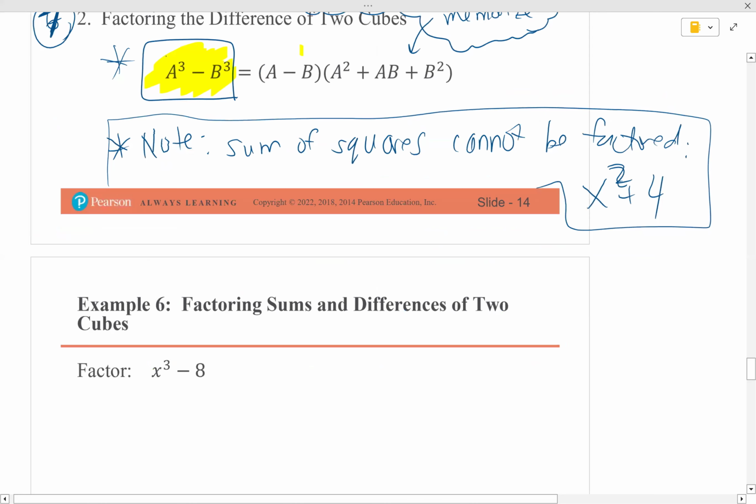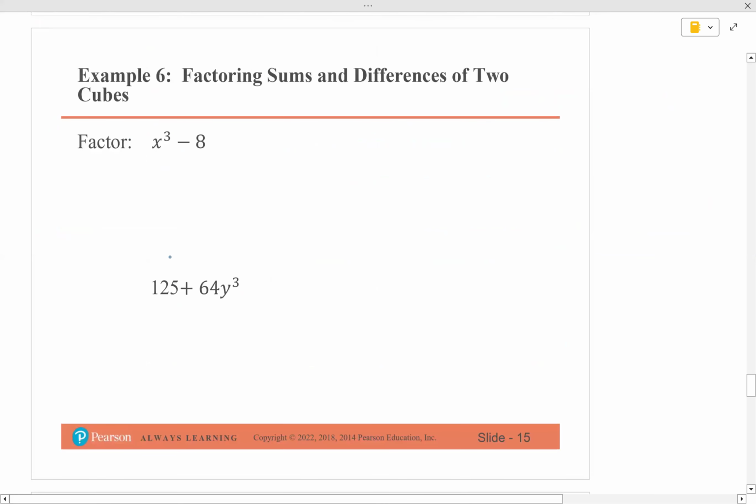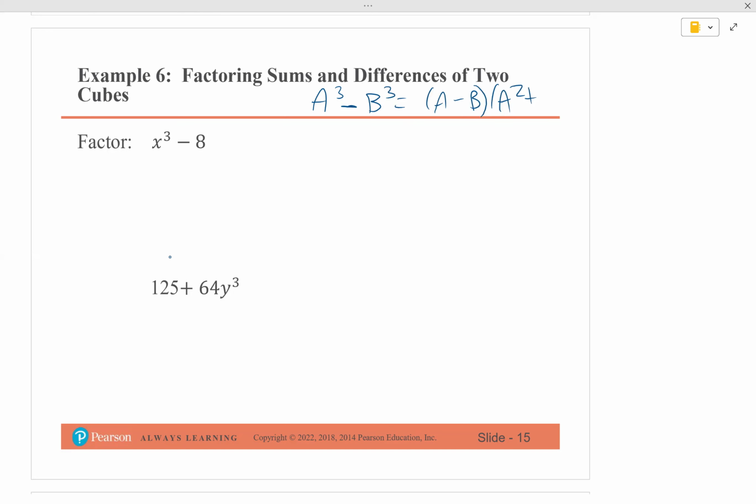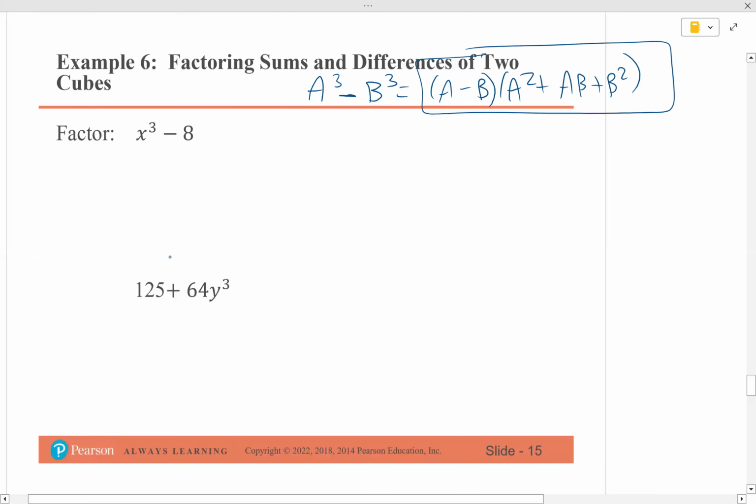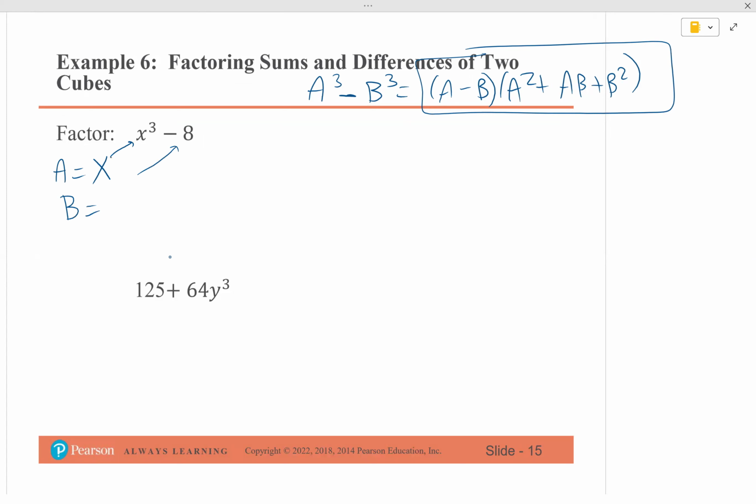I'm just going to go for it. I'm going to write the formulas up here so they're in our view. And the first one has a minus, so I'm going to need that minus one. It's a minus b times a squared plus ab plus b squared. So really, if you had this formula in front of you, which, like I said, if it's on the midterm, it's going to be there, your job is just to identify what a and b are. A is what you have to cube to give you the first term. Of course, that would be x. B is what you have to cube to give you the second term, and that would be 2.